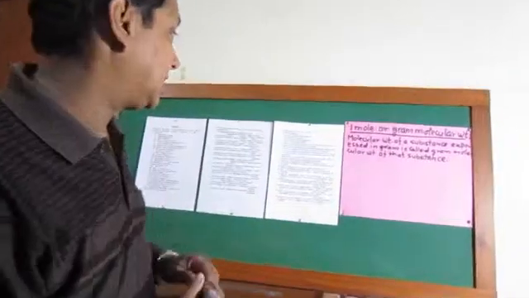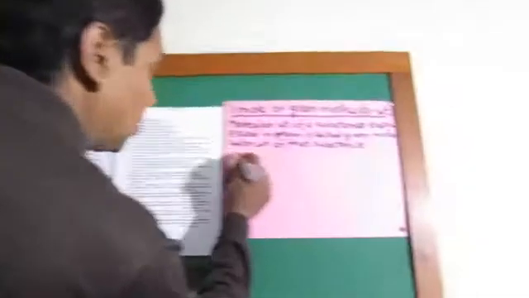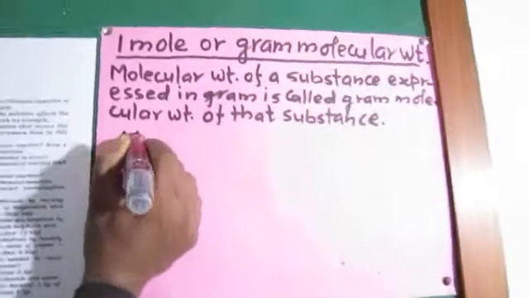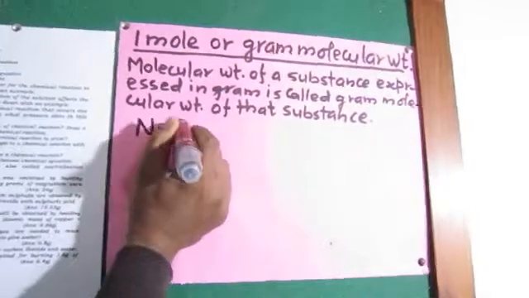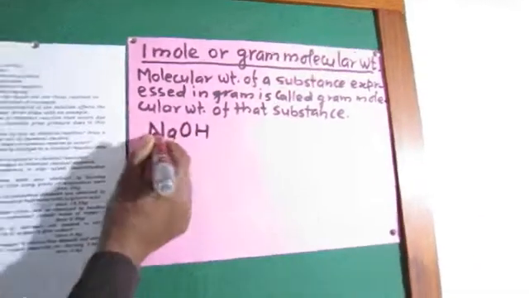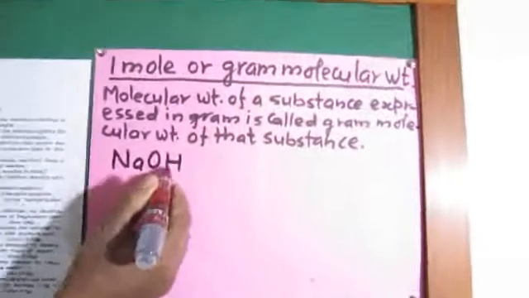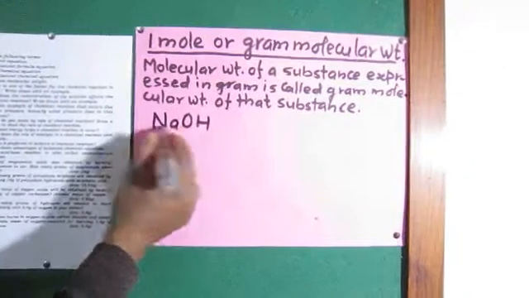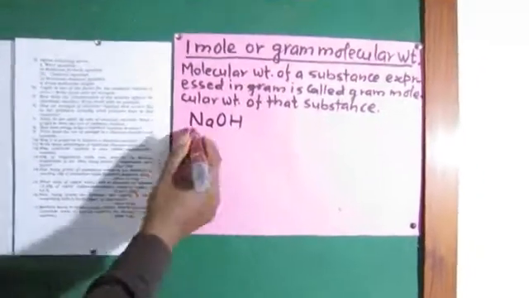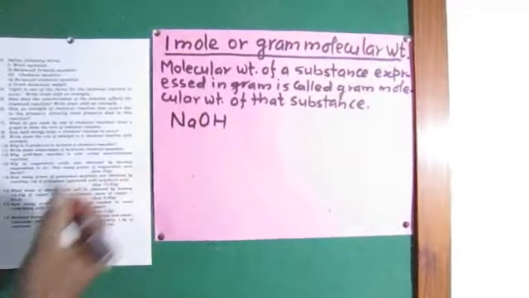Now let's take an example, sodium hydroxide: sodium Na, hydroxide OH. Sodium's valency is 1, hydroxide's valency is 1. So equal valency, no exchange. This is the molecular formula of sodium hydroxide, NaOH.